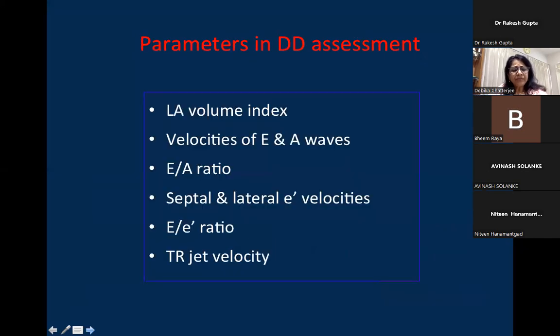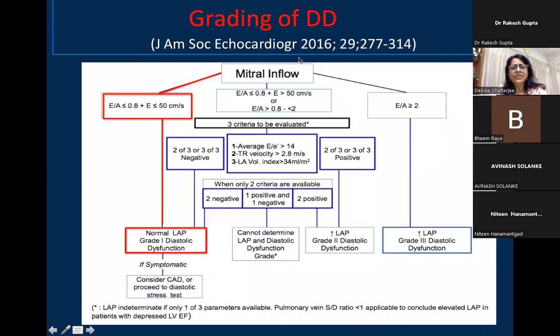Now, till now, what are the parameters we have seen for assessment of diastolic dysfunction? Let us recapitulate. One is the LA volume index. Next is the velocities of E and A waves, the E/A ratio. We also looked at septal and lateral E prime velocities. We took the E by E prime ratio and also the tricuspid regurgitation jet velocities. Now comes the classification or grading of diastolic dysfunction.